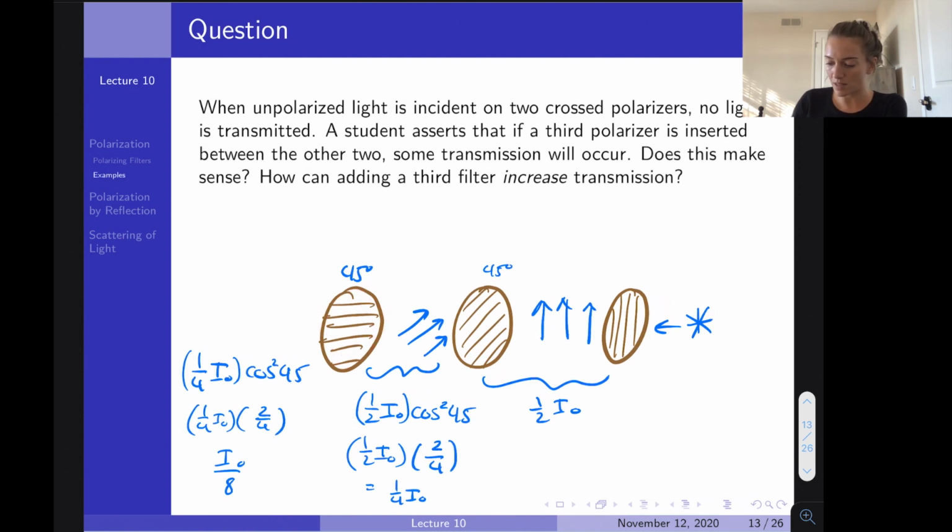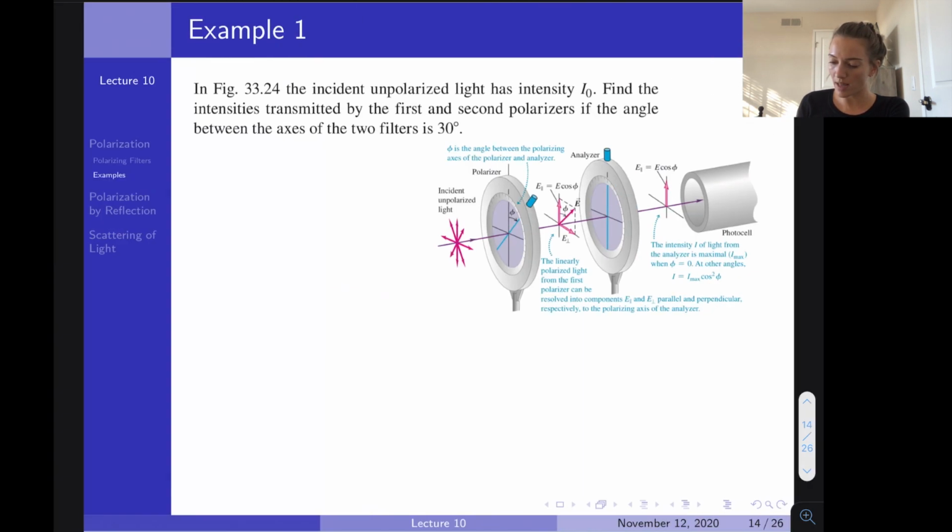Then if you didn't have this middle filter here, the probability that a photon would make it through this filter would be 0. But by adding this third filter in the middle, each photon that passes through this filter now will have a 1/2 probability of making it through, and then again a 1/2 probability of making it through this filter. So you're really just playing around with the probabilities here, and that's why this works. All right, so anyway, let's go on to another problem.